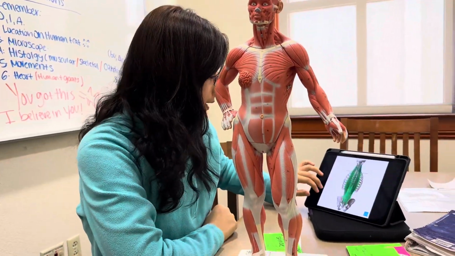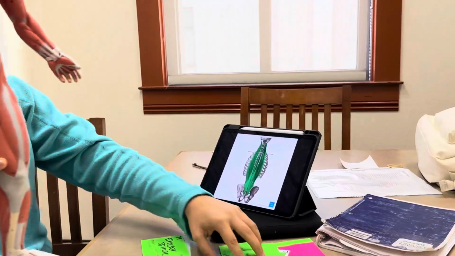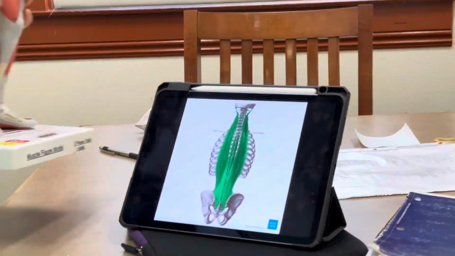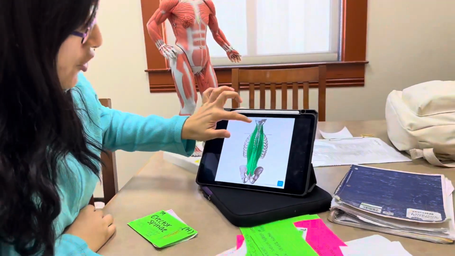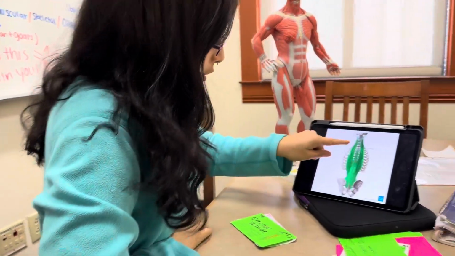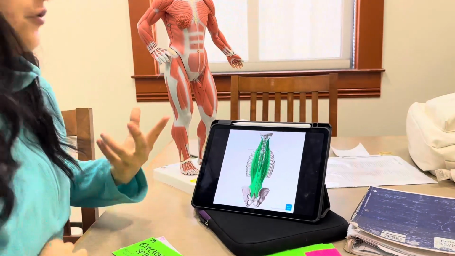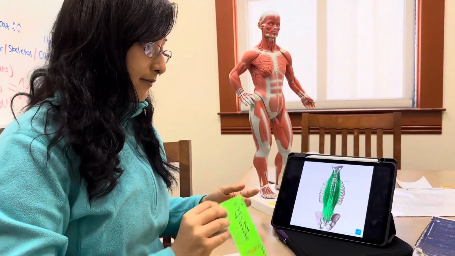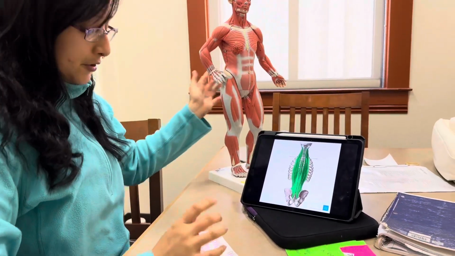Now we have the erector spinae. The erector spinae are muscles that run straight down along the side of the vertebrae, or technically the spine. So the erector spinae allows you to extend the trunk. But you can't see it, unfortunately, in the model.